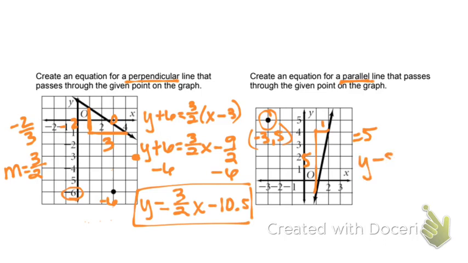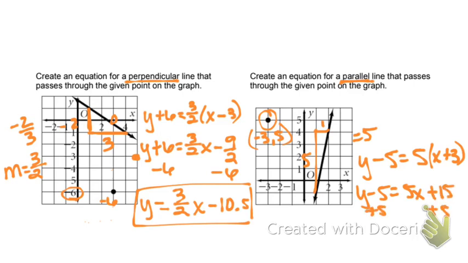So y minus 5 equals 5 times x plus 3, because we have a negative 3 as our x. So then y minus 5 equals 5x plus 15. And then I'm going to add 5. So y equals 5x plus 20 would be my parallel line that passes through the given point. Okay? So we're going to go ahead and stop there.